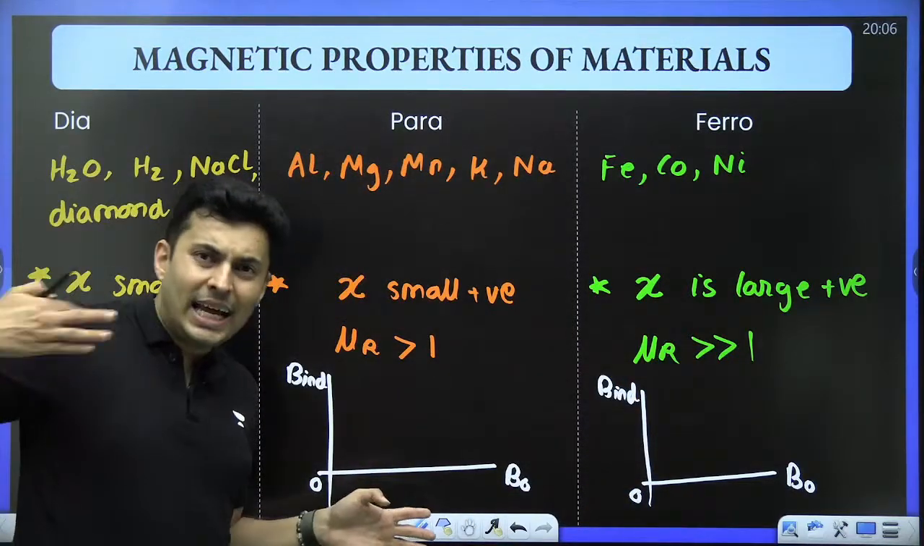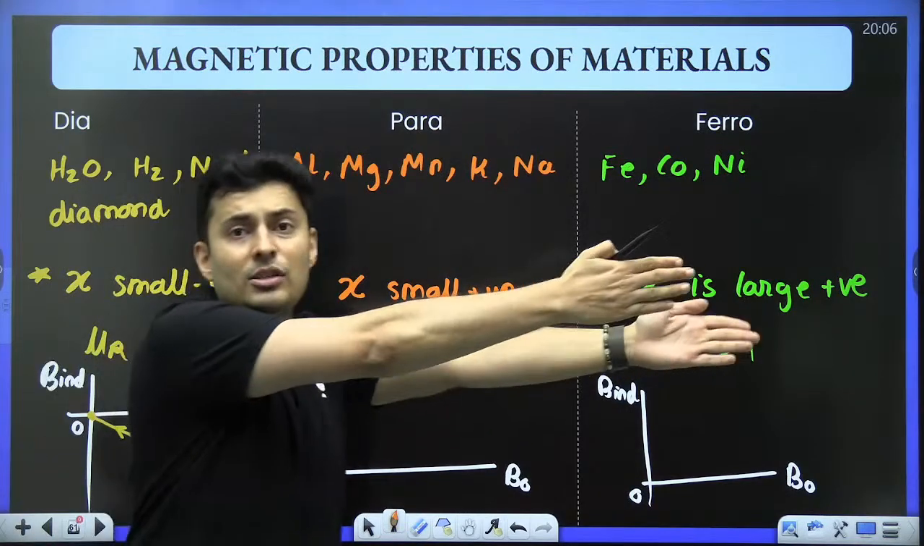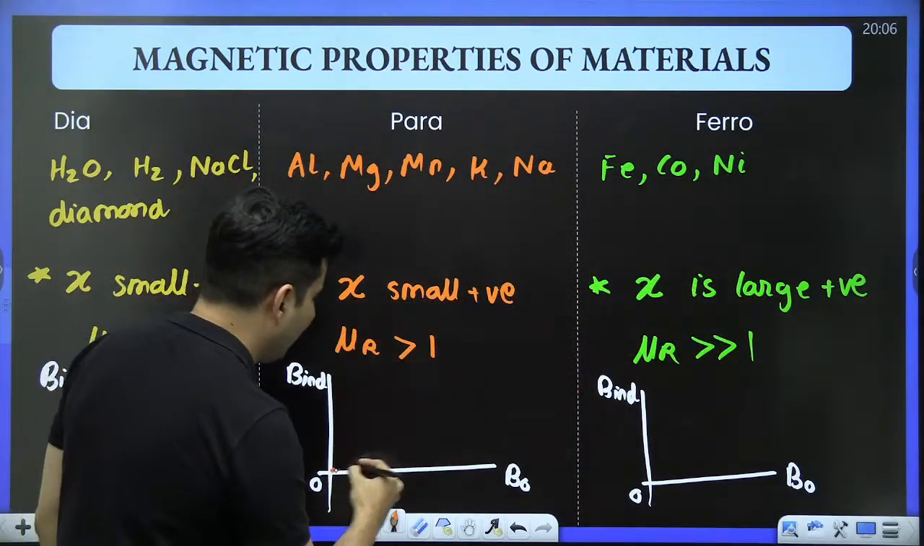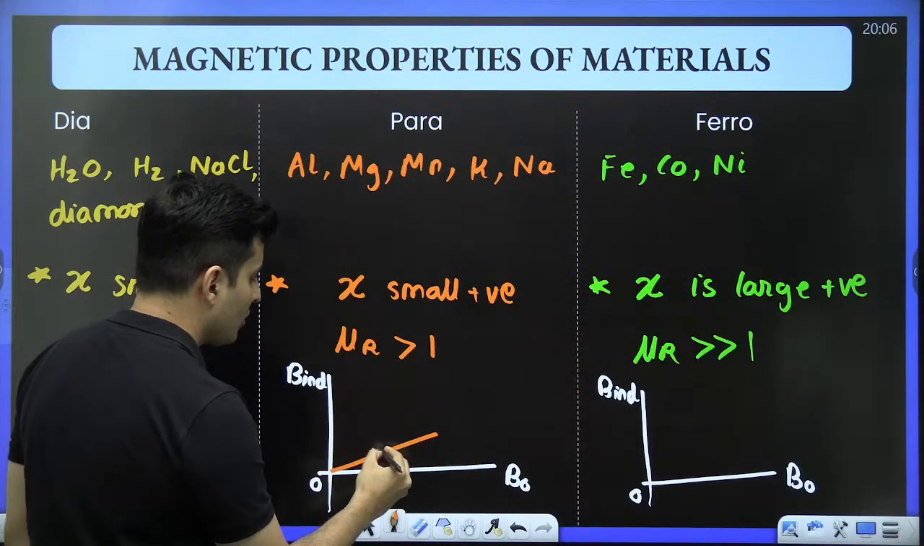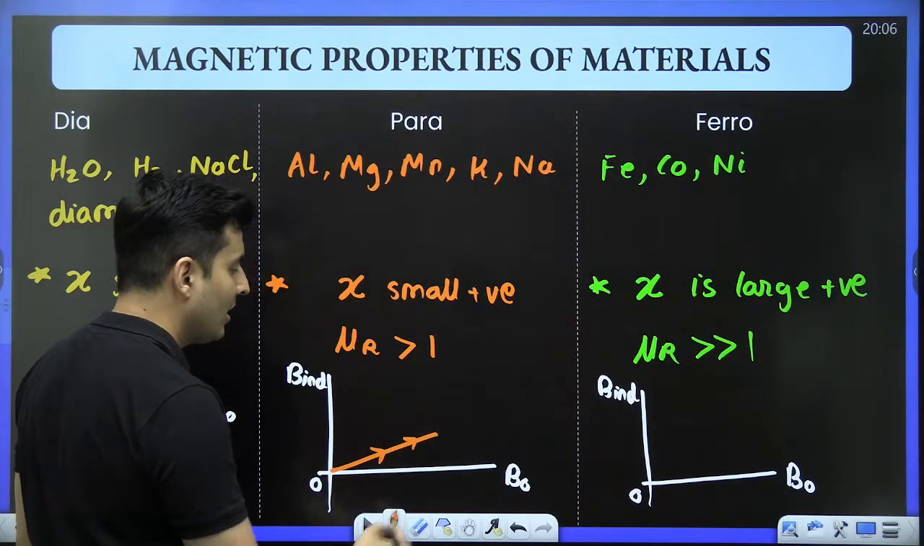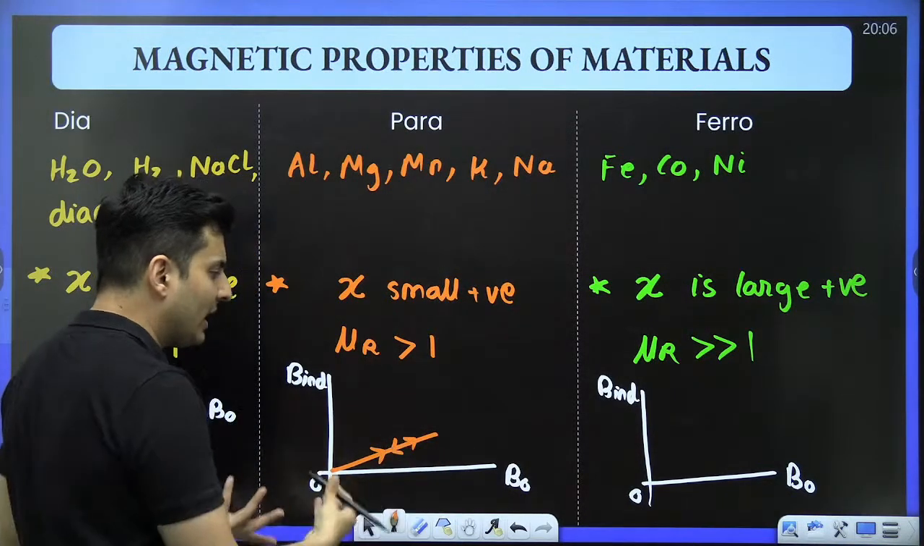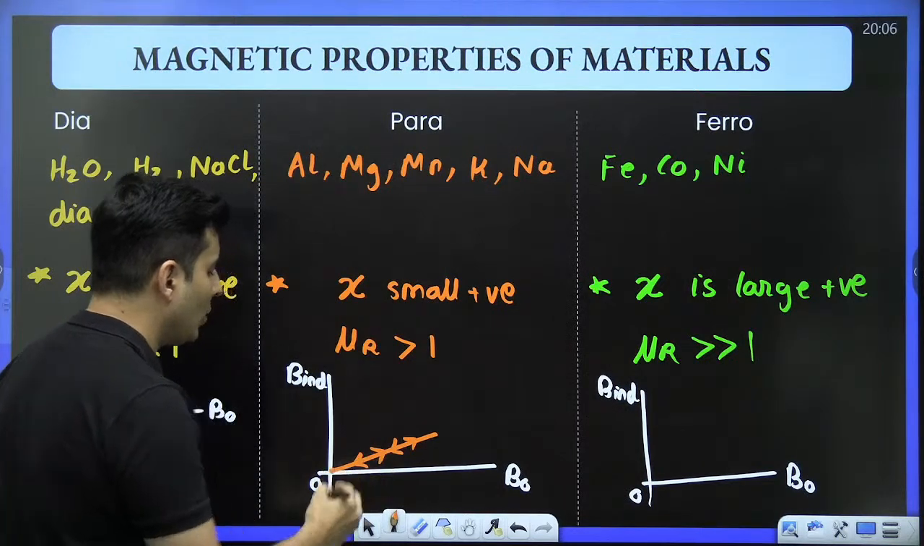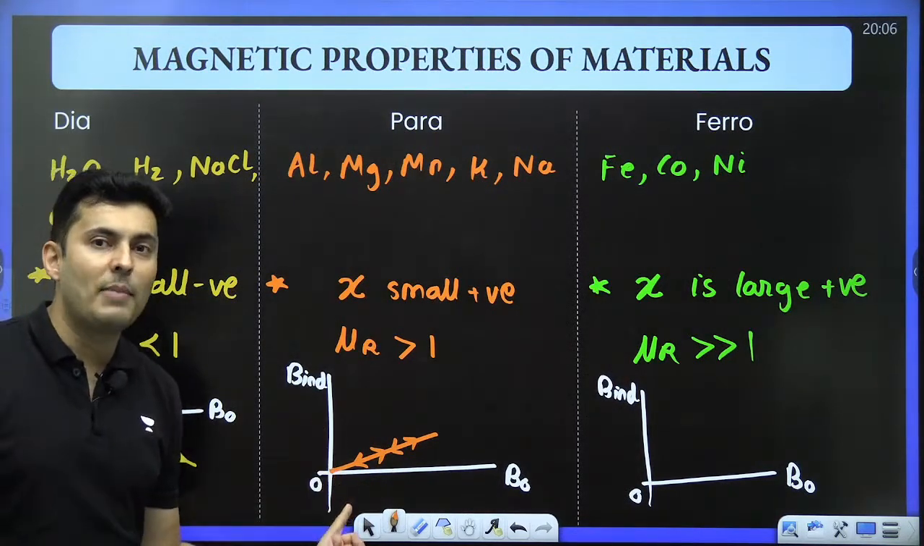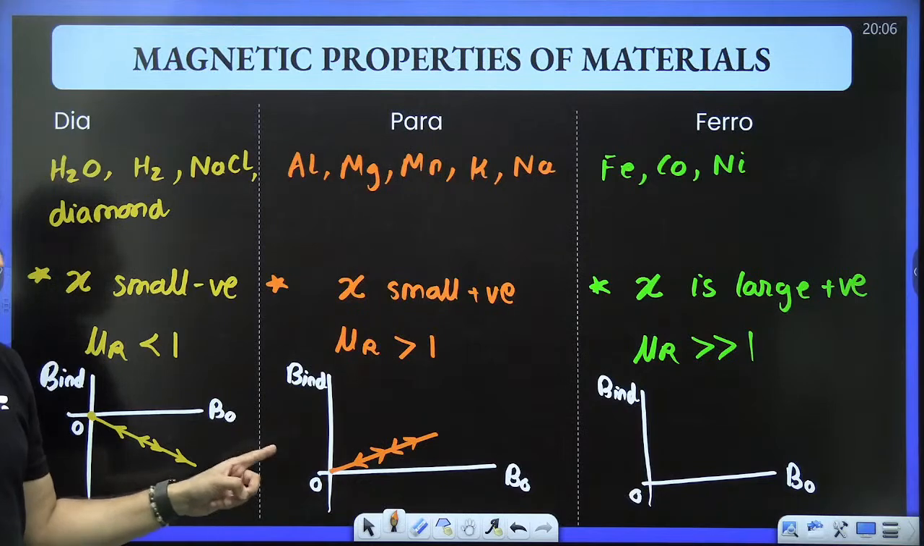In case of paramagnetic material, when you apply an external field, it will get magnetized in the same direction. So the graph will be like this. If you magnetize it, it will go here. If you demagnetize it, I mean remove the external field, it will come back to zero because it is a temporary magnet.